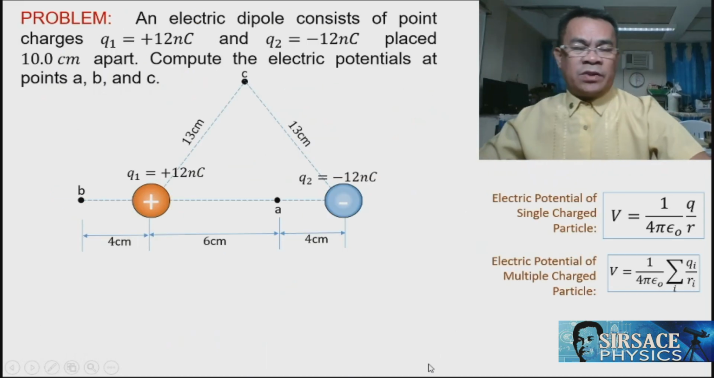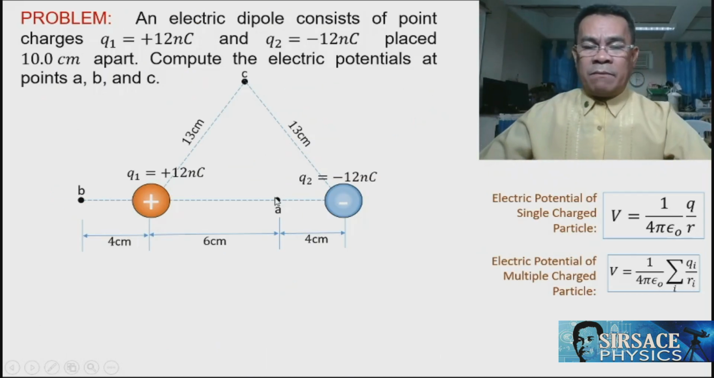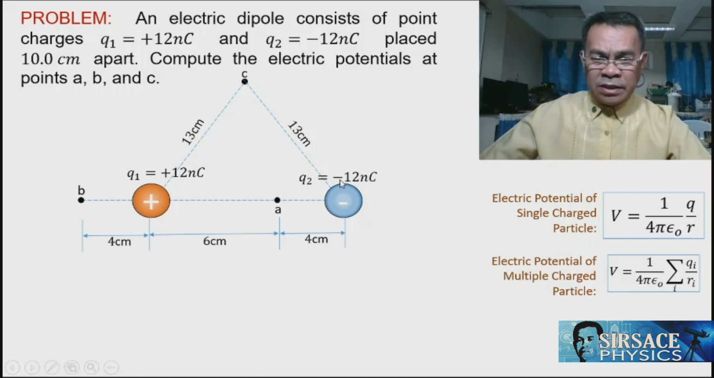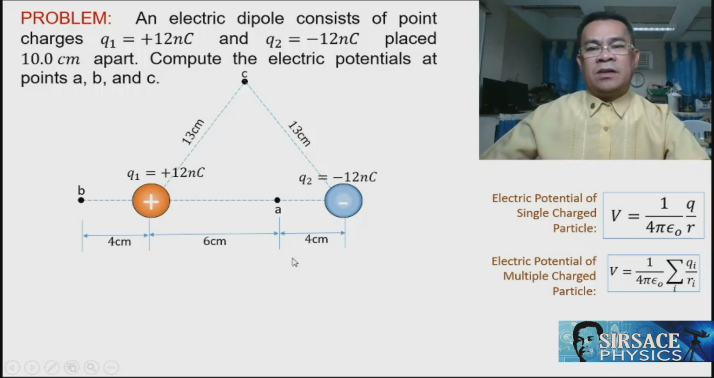Okay? So in order to understand, we have to solve an application problem again. Look at the problem. The problem says that we have an electric dipole. Why is this a dipole? Because this charge is the same magnitude as the other charge; this is plus and this is minus, and they are separated by a distance. In this case, we have a positive 12 nanocoulomb and a negative 12 nanocoulomb, and the space between is 10 centimeters.